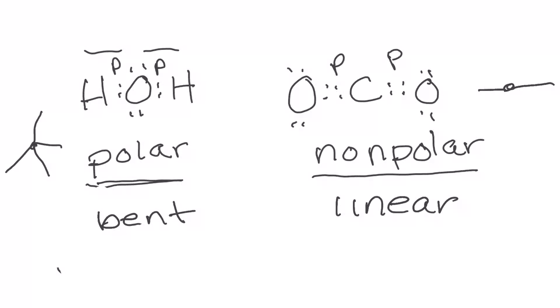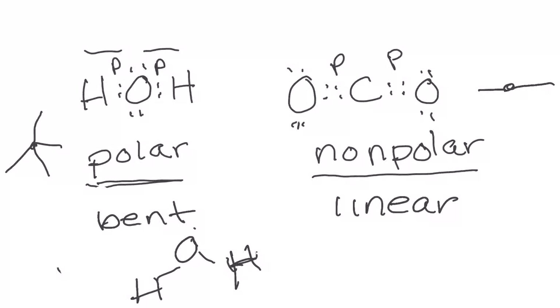Now you might remember from what we just said, polar has to be opposite. So I have to have one side different than the other side. Well, if you look at carbon dioxide, it is linear. One side is the same as the other side. What about water? Well, water, the left and the right side are the same, but the top and the bottom are not the same. So the top can be partially negative, which it is, and the bottom can be partially positive.